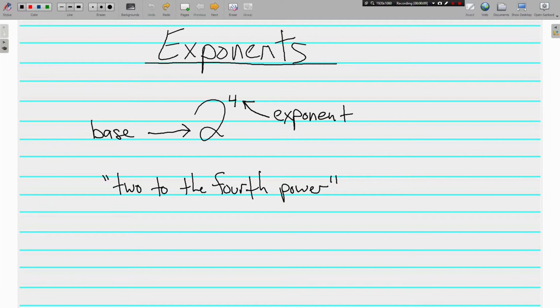Just a quick introduction into exponents. The big number, the 2 in my example here, is called the base, and then the small number, the 4, is called the exponent. You may have also heard that referred to as a power. Another way of saying this is 2 to the 4th power. Base and exponent, those are the two parts.